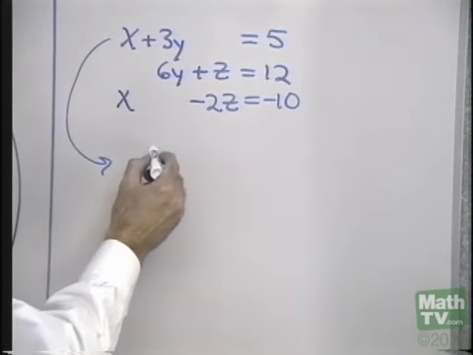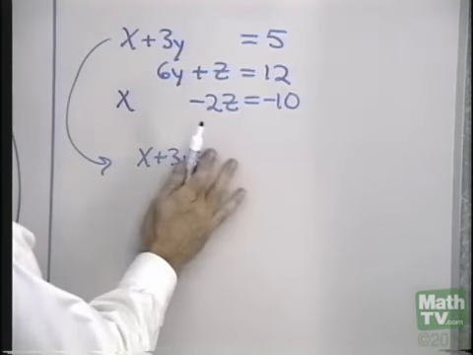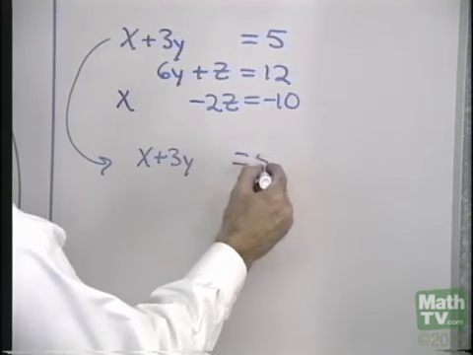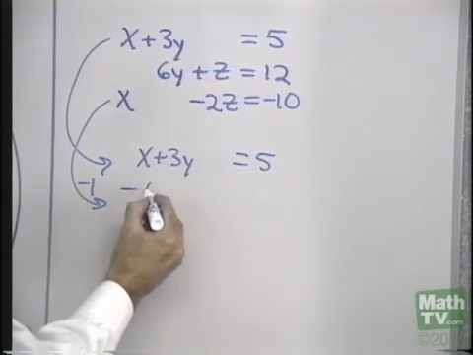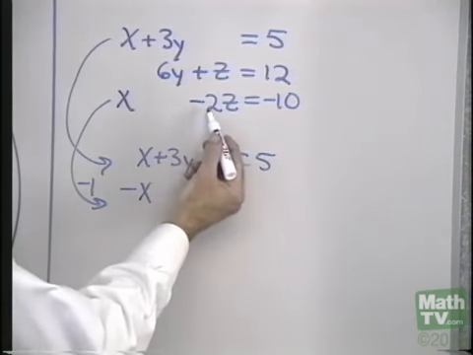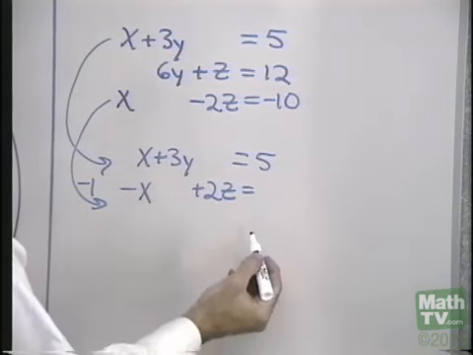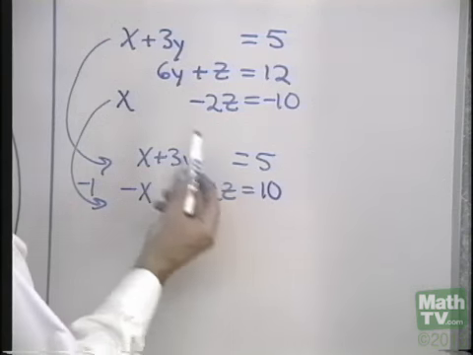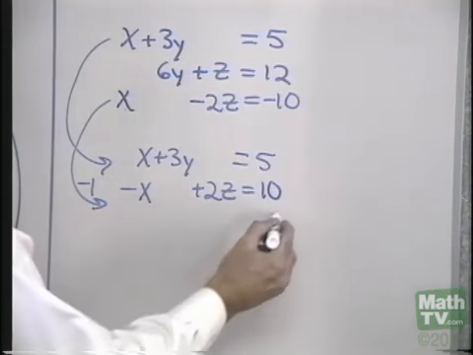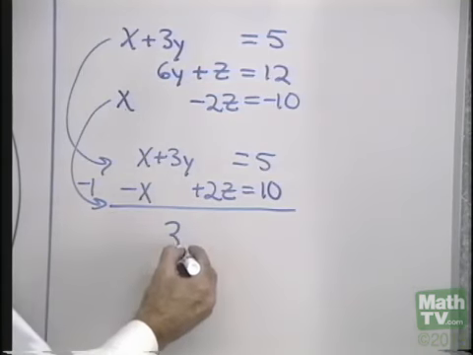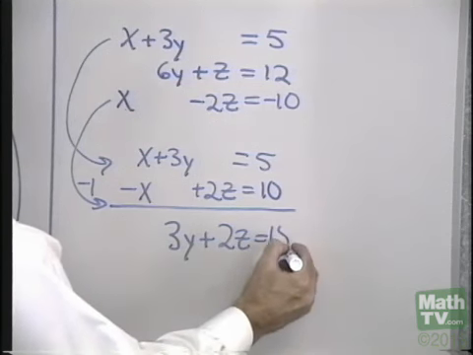So let me take this equation, x plus 3y is equal to 5, and then I'll take this equation and multiply through by negative 1. So I have negative x plus 0y plus 2z is equal to positive 10. So I multiplied this by negative 1, this by negative 1, and this by negative 1. Now if I add these two together, I get 3y plus 2z is equal to 15.